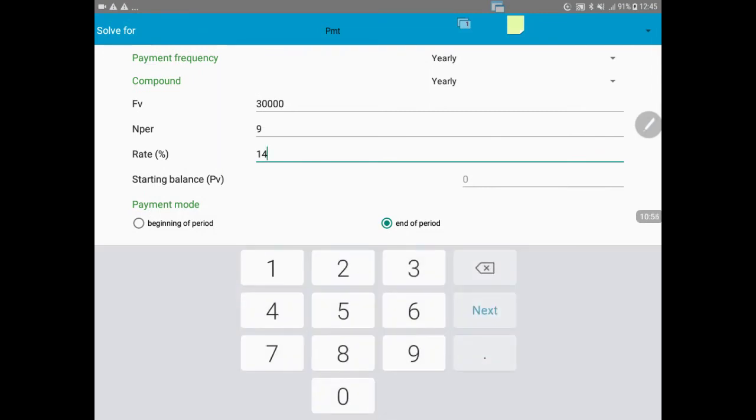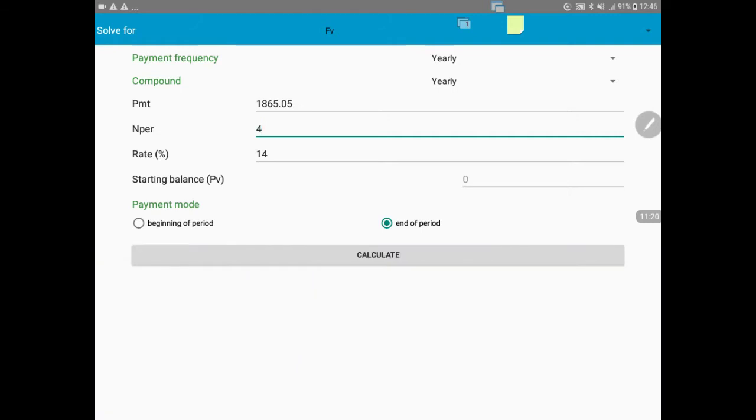Then we say payments are made at the end of the period and everything is annually, but we are looking for the future value now. We are paying 1,865.05 for how many years? For 4 years, interest at 14%, payments made at the end of the year or end of the period. Then we compute future value. It is 9,178.18.